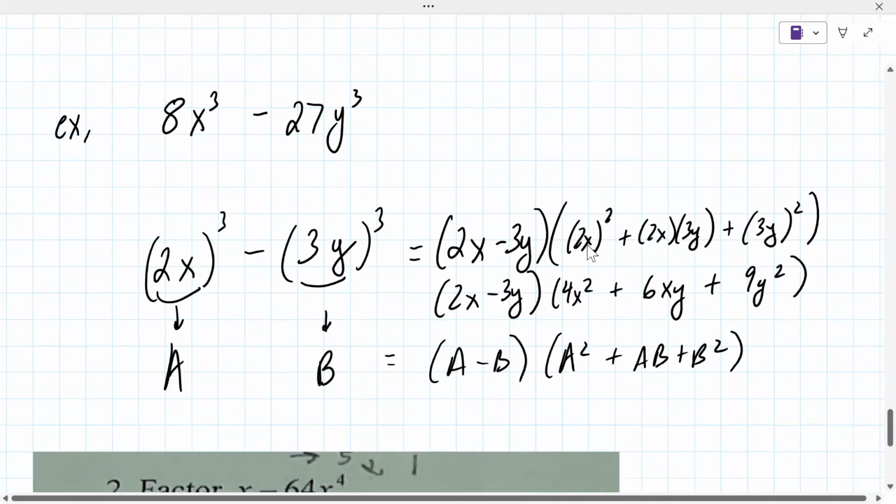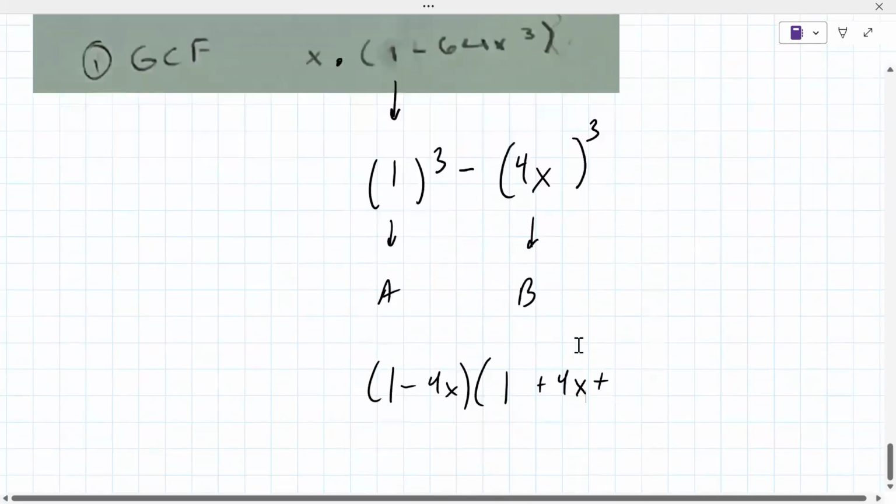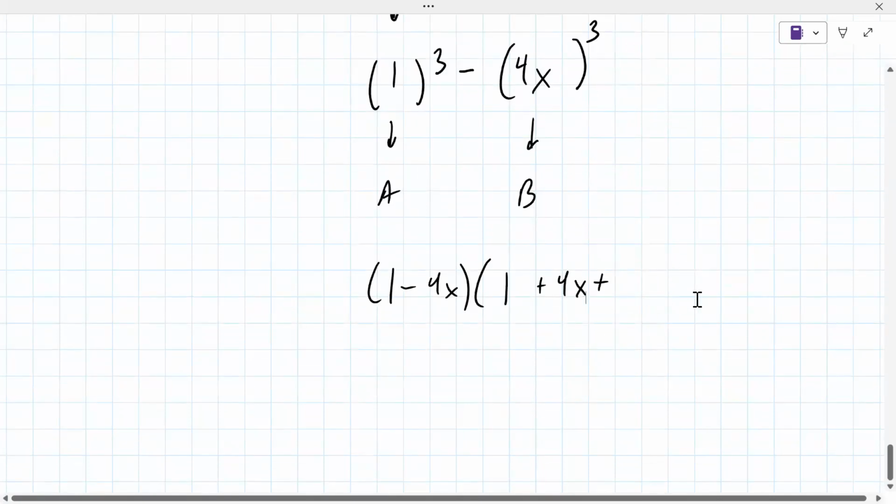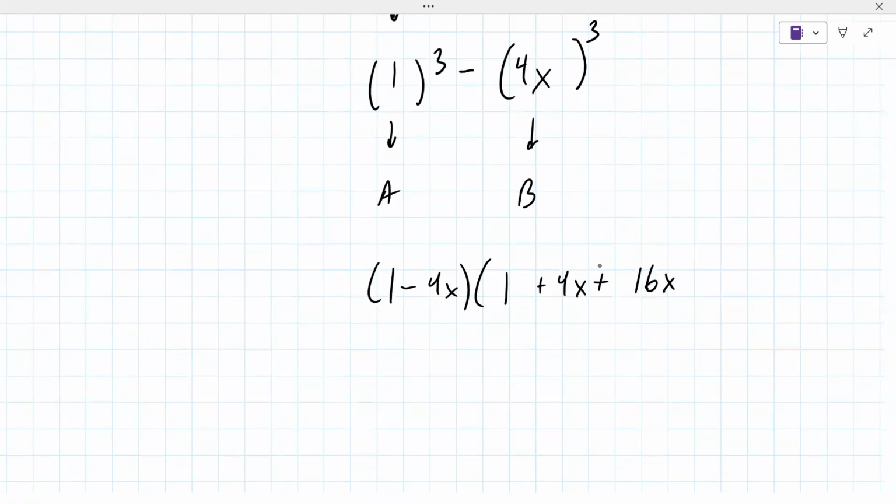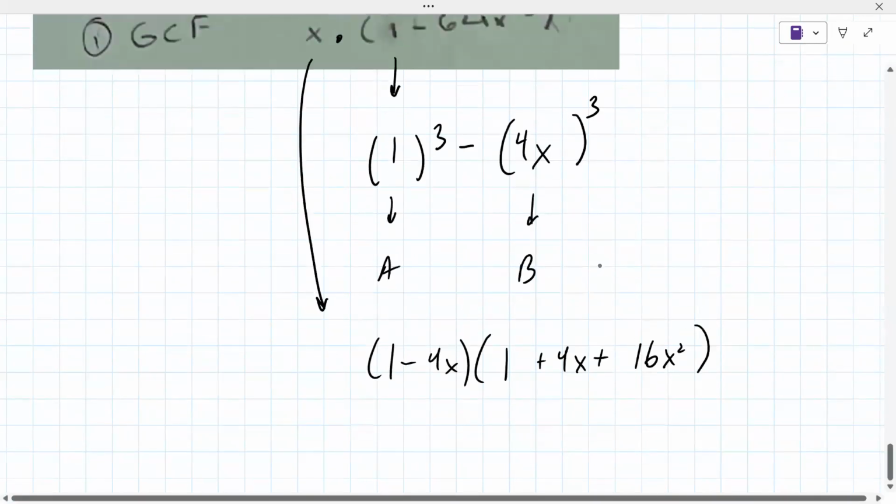So like, how did I go from 2x squared to 4x squared? Well, you square the 2 and you square the x. Same thing over here on the right. We squared the 3 to get 9, you squared the y to get y squared. So in your problem, yeah, it is, but like what is that reduced to? 16x squared. Good, good. And then you bring down this x like that.